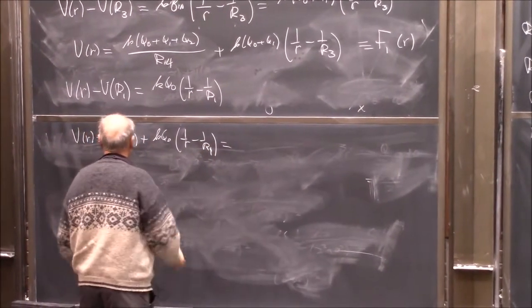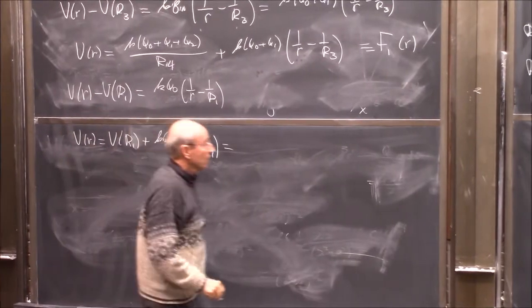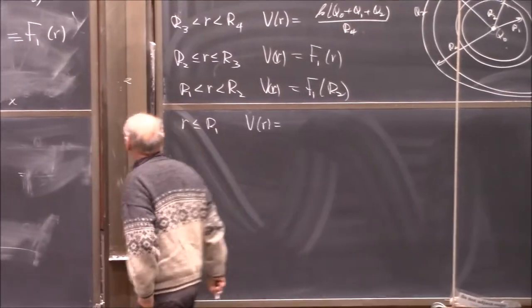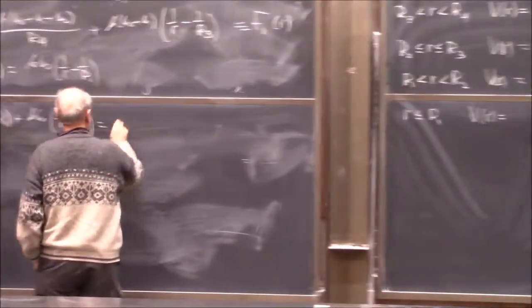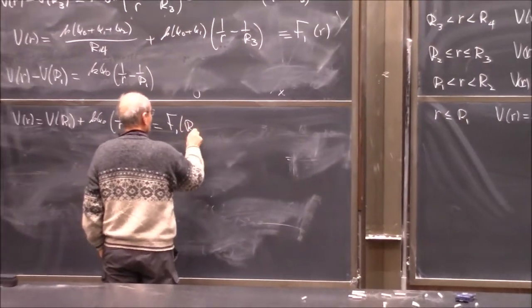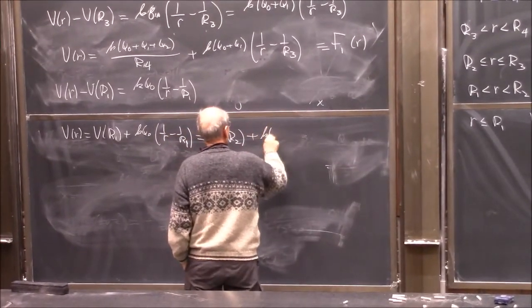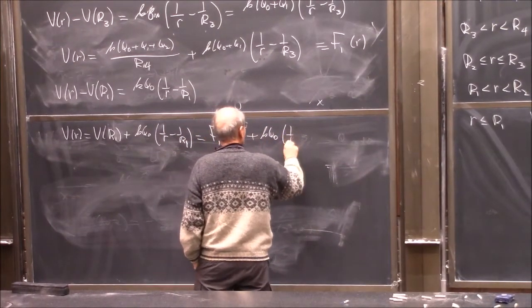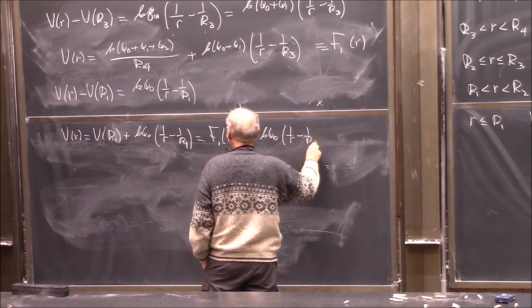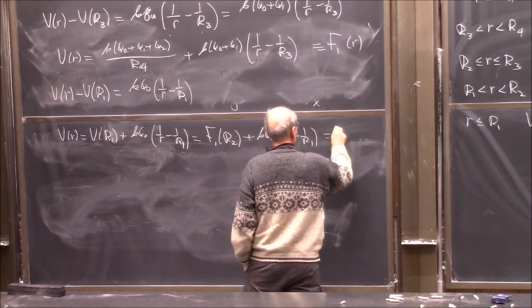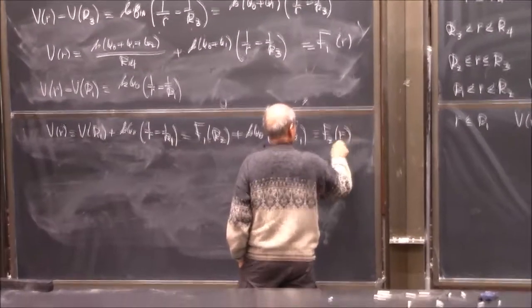But V of R1, that was this. So it is F1 of R2 plus KQ0, 1 over R minus 1 over R1. And we'll call that F2 of R.